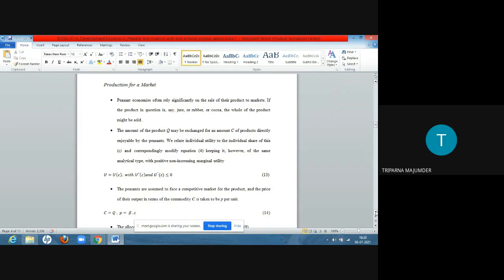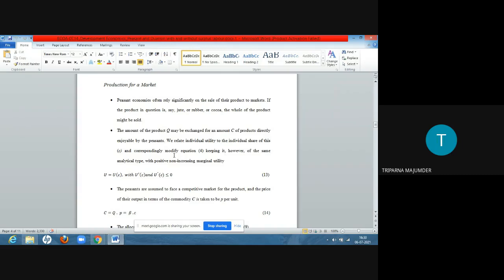Peasant economies often rely significantly on the sale of their products to markets. If the products are cash crops like jute, rubber, cocoa, the whole of the product might be sold. The amount of product Q may be exchanged for an amount C of products directly consumed by the peasants. We relate individual utility to the individual share of this C, and correspondingly modify our previous utility expression.